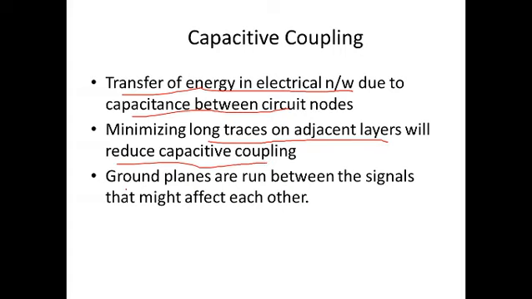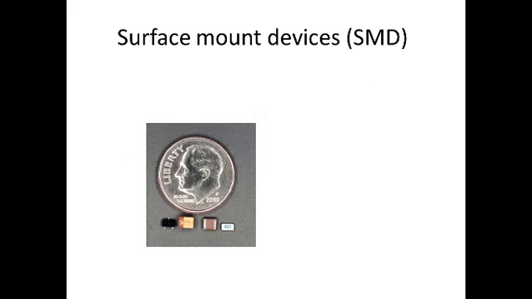Then ground planes are run between the signals that might affect each other. So this is another good way. You are not having the signal planes one by each other side. For the multi-layer PCB, normally they are not having signal planes adjacent to each other. Instead, those are separated by a power plane or ground plane. So especially ground planes are used between the signals which are going to affect each other.